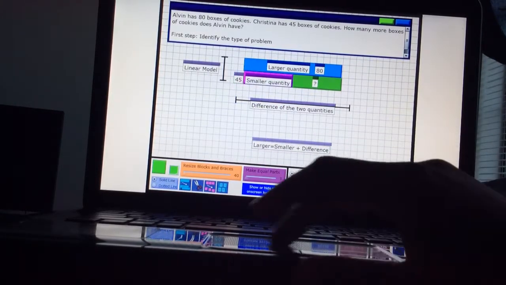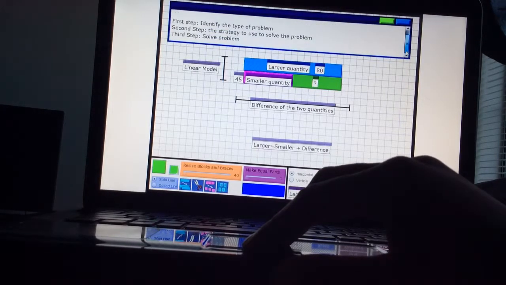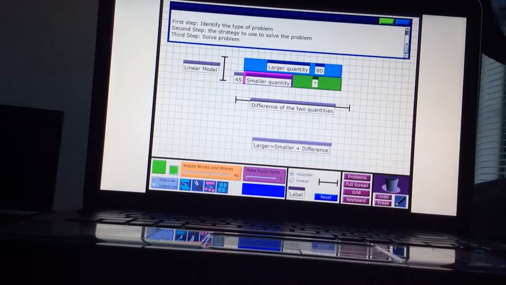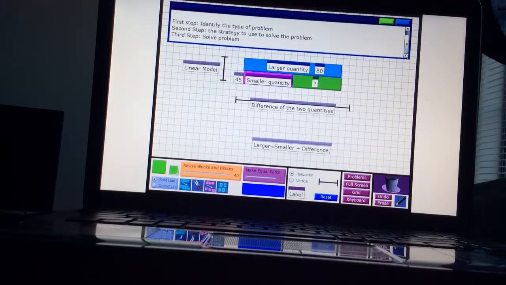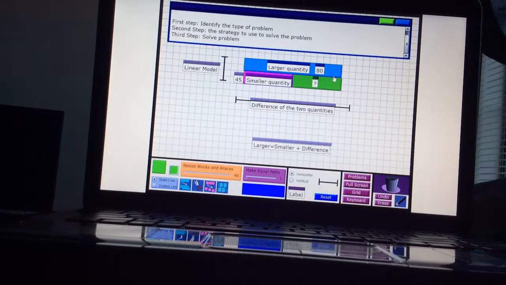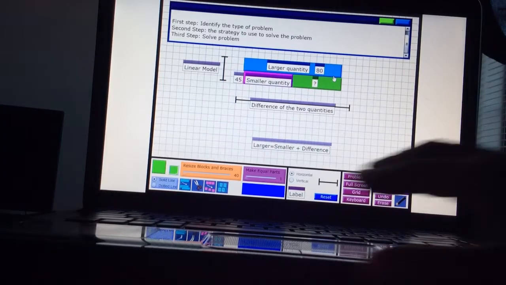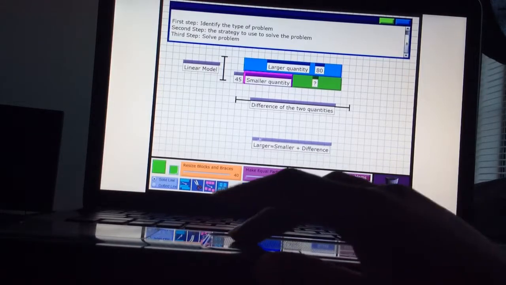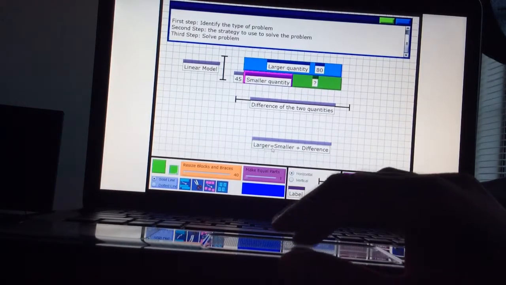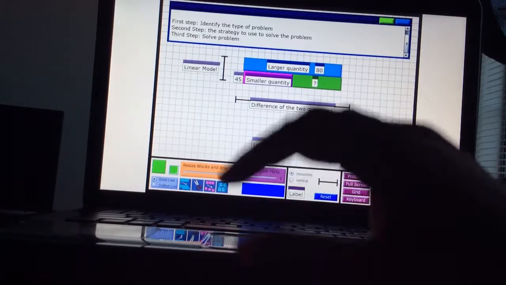Okay, so the next step would be the strategy to solve this problem. Now, we've already decided that the strategy needed to solve this problem is using the strip diagram to subtract the larger quantity and the smaller quantity. So this is our formula here. The larger quantity equals the smaller quantity plus the difference.